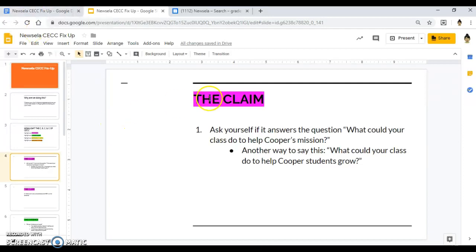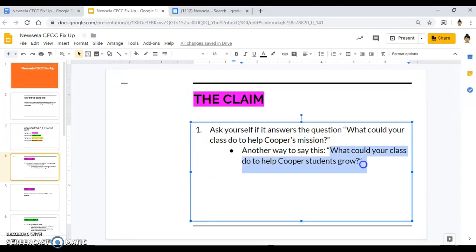Okay, so for the claim, the first thing is ask yourself if it answers the question, what could your class do to help Cooper's mission? Another way to say this is, what could your class do to help Cooper students grow, okay? We're not talking about physically growing, we're talking about growing into better people, okay? So let's go ahead and look at that.